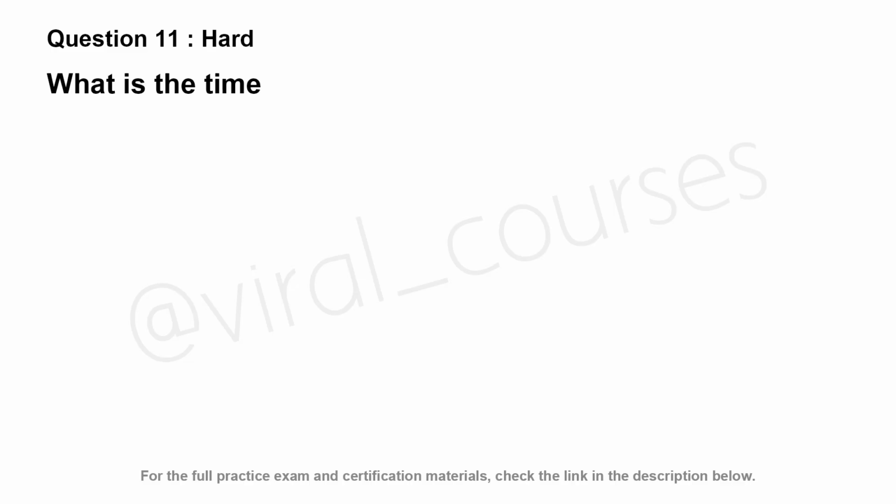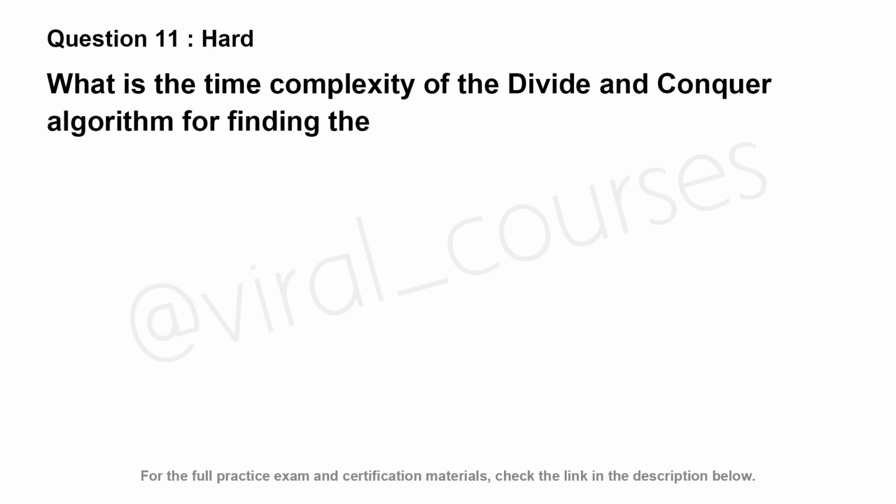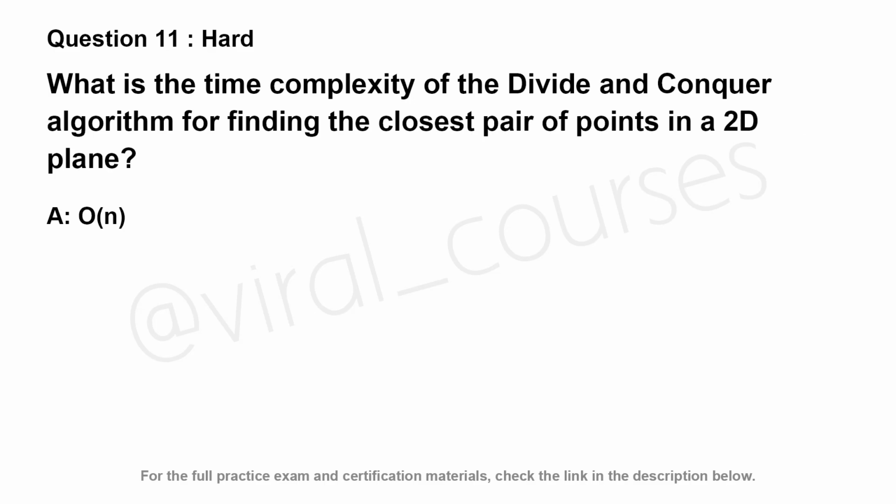What is the time complexity of the divide and conquer algorithm for finding the closest pair of points in a 2D plane? Option A, O(n). Option B, O(n log n). Option C, O(n log^2 n). Option D, O(n^2).